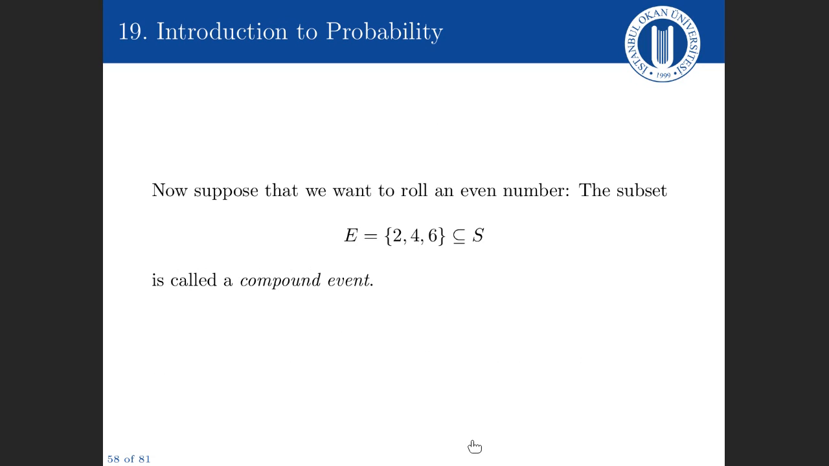Now let's suppose that we want to roll an even number on our die. We're interested in 2 or 4 or 6. The set containing 2, 4, and 6 is called a compound event. Simple event means just one thing. Compound event means some set of simple events.